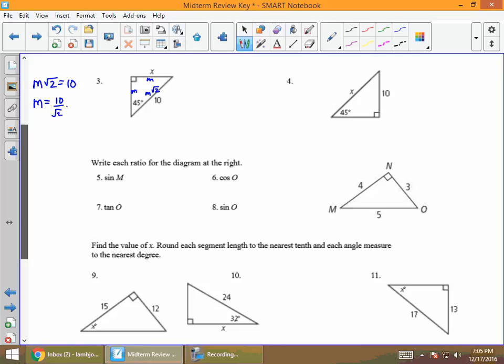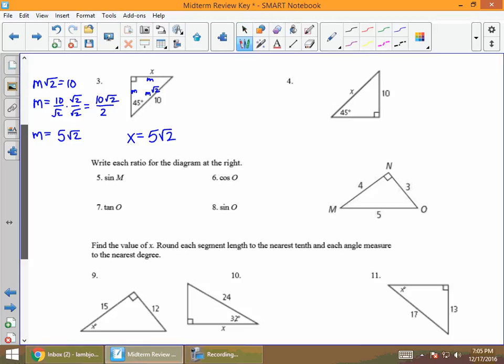Can't have a radical in the denominator. So multiply by radical 2 over radical 2. So that's 10 radical 2. And radical 2 times radical 2 is 2. And 10 over 2 is 5. So 5 radical 2. That's what m is equal to. So in this case, it says what is x? X is equal to the m value. So x is equal to 5 radical 2.